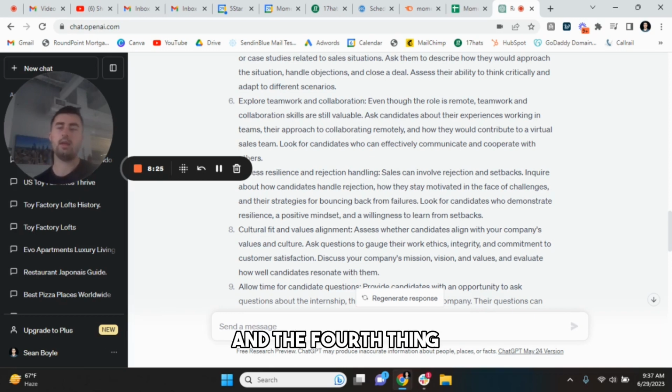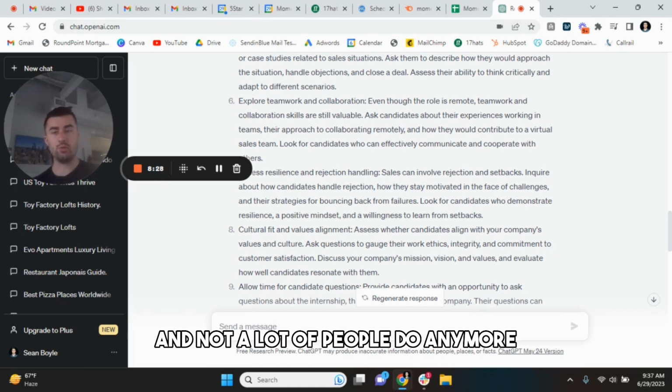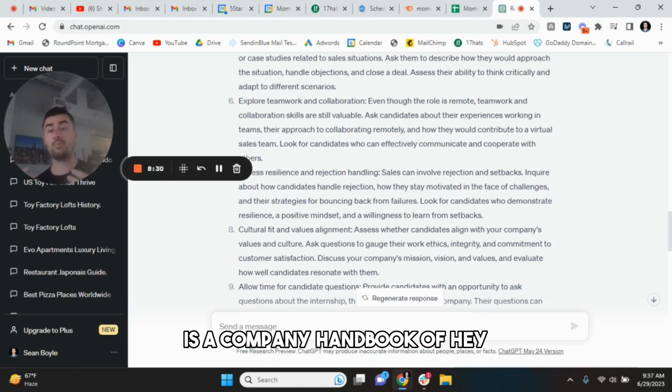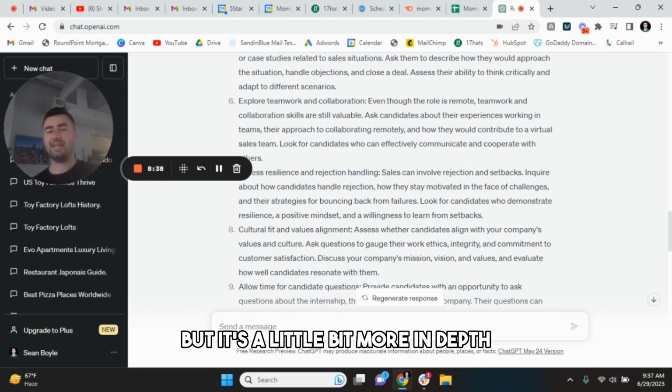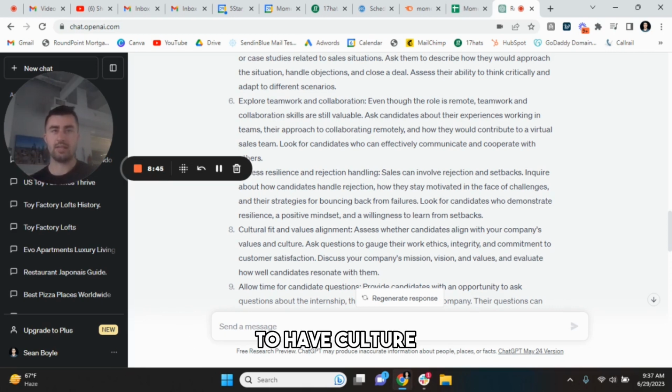And the fourth thing, which I think is very important and not a lot of people do anymore, is a company handbook of, hey, here's how we operate, here's our terms, here's our conditions, kind of like what we illustrated in the contractor agreement, but it's a little bit more in depth. It goes into the culture, it goes into the philosophy, and I think it's very important as a sales team to have culture.